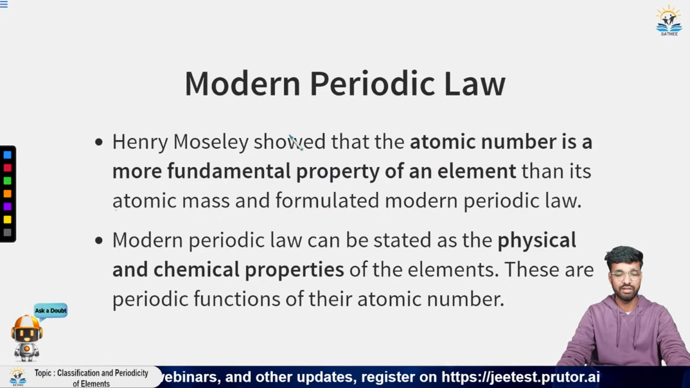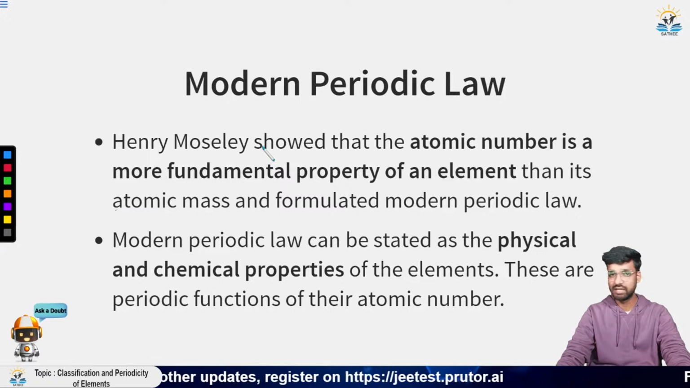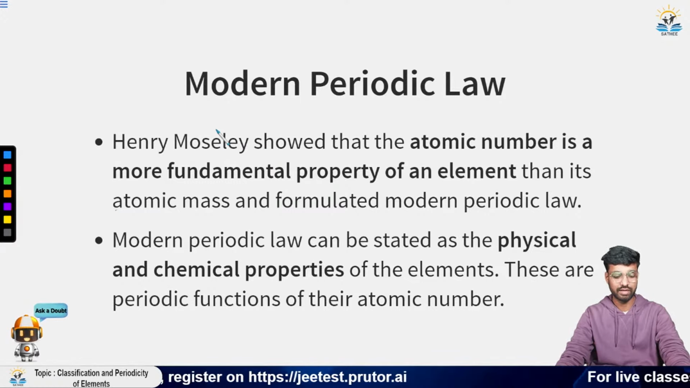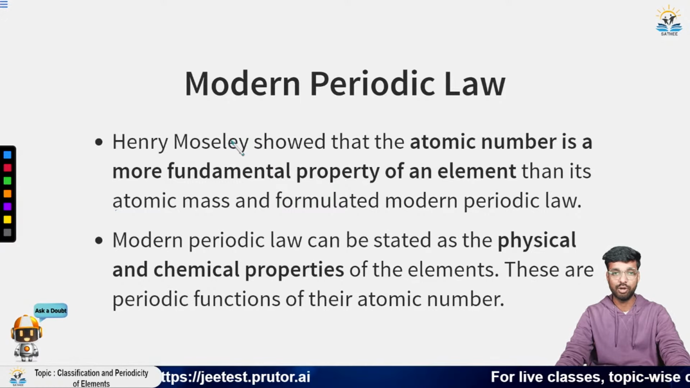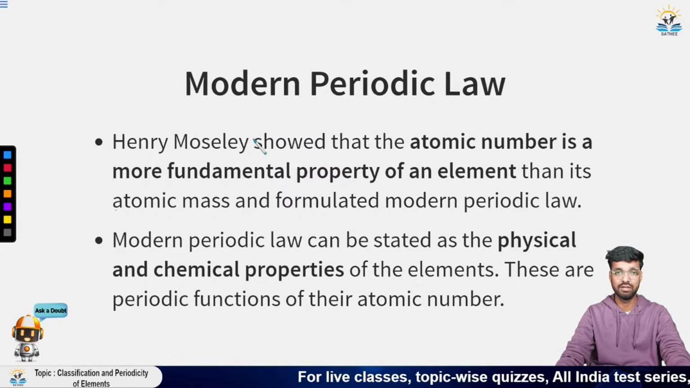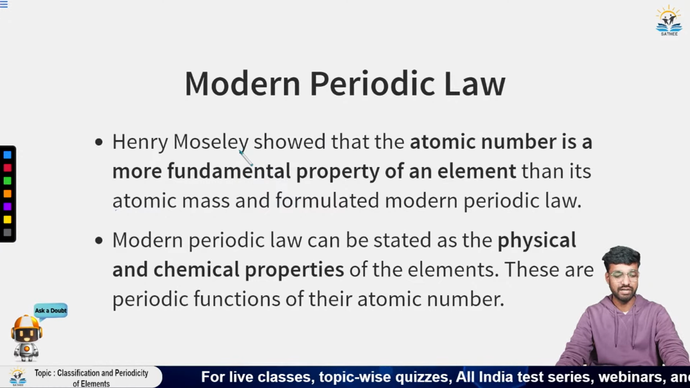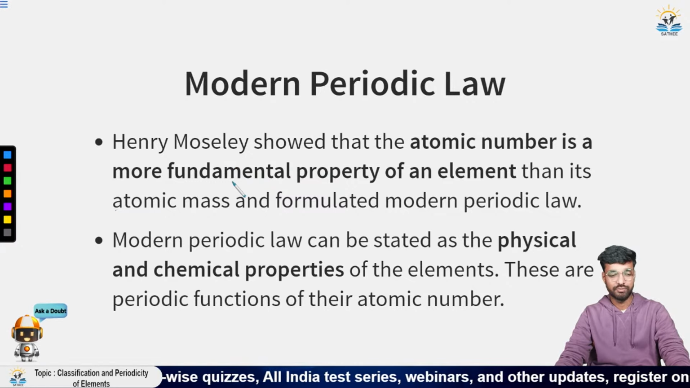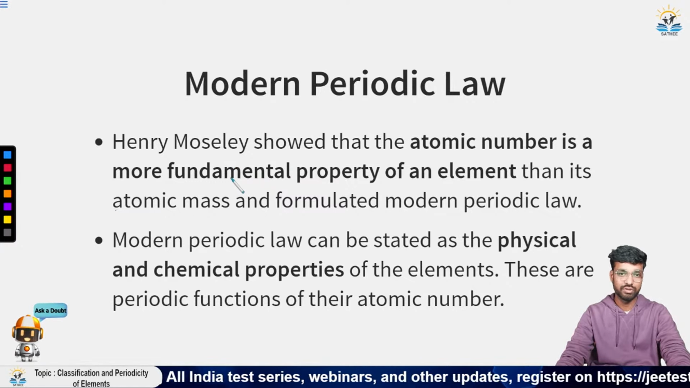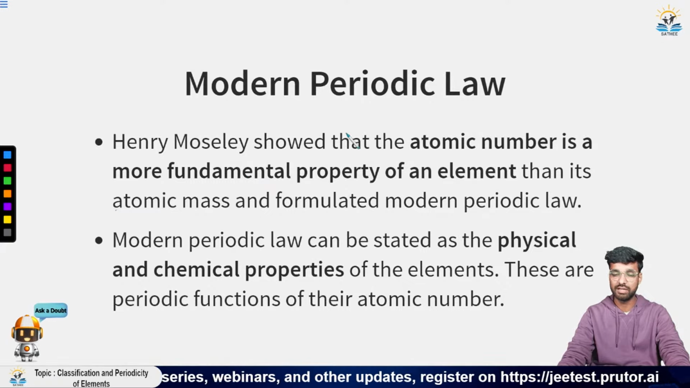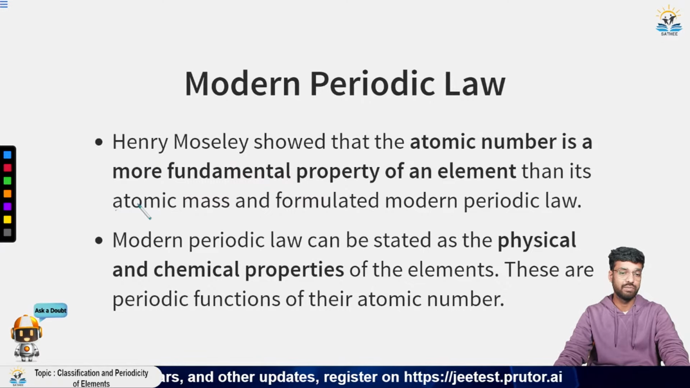Before Henry Moseley, one more scientist had classified the elements using atomic mass. But later on, it was seen that atomic number, which equals the number of protons present in an element, is more basic to finding the properties of that element. Using this fundamental property, atomic number, they classified the elements.